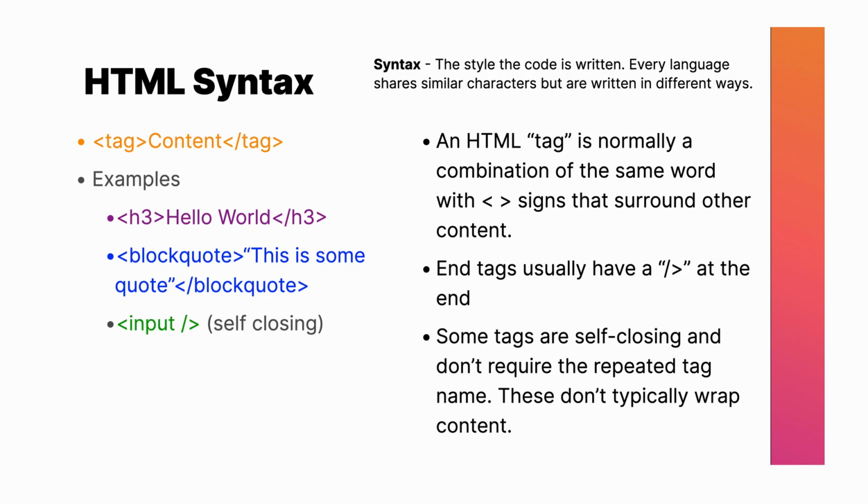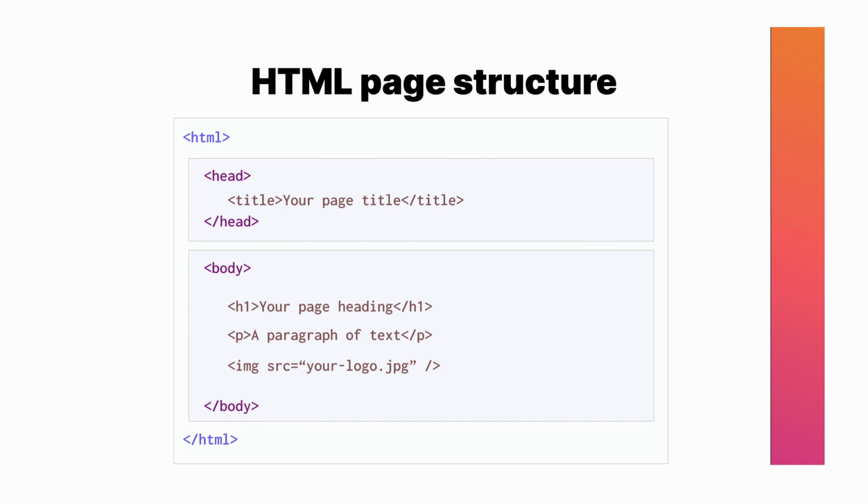HTML is going to have different syntax than JavaScript. All those different syntaxes make up the different languages themselves and give each its characteristics. So a base HTML structure looks like this. And remember the syntax we were talking about: we've got the greater than and less than signs.